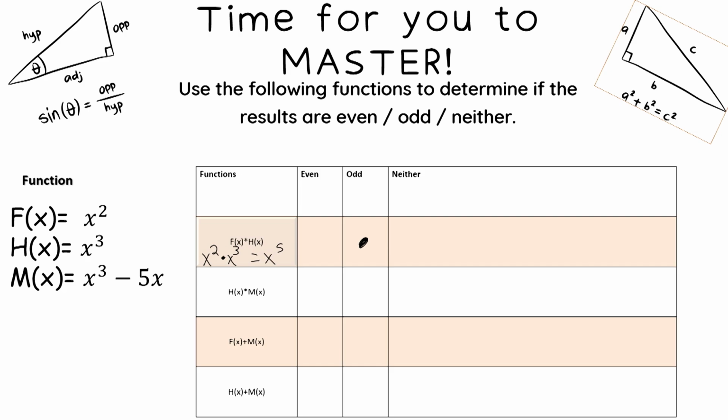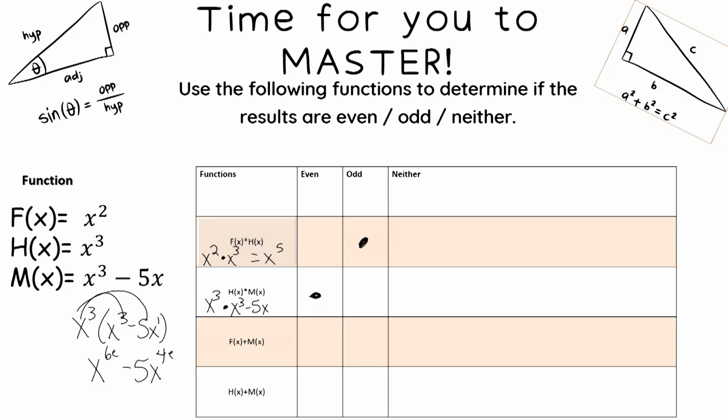Now I'm taking h of x, multiplying it to m of x. I am taking that one term and multiplying it to that binomial, so I can always write it like this. And this way, I know I am distributing. So I have x to the sixth minus 5x to the fourth, because remember, when I multiply, I add my exponents. So I have even, so it's going to be an even function.